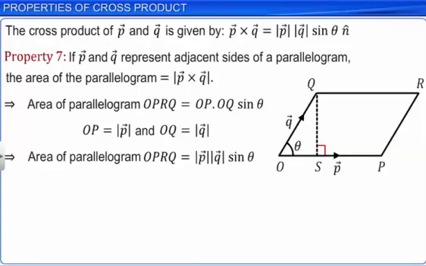We know that the product of the magnitudes of vectors p and q and sine theta is equal to the magnitude of the cross product of vectors p and q. Thus, the property is proved as shown.